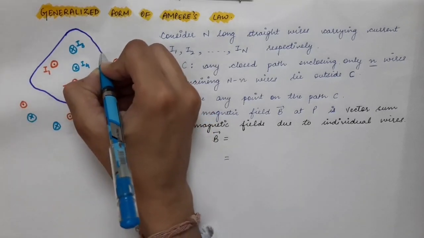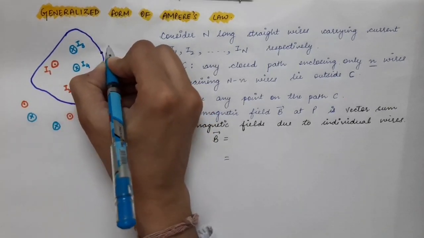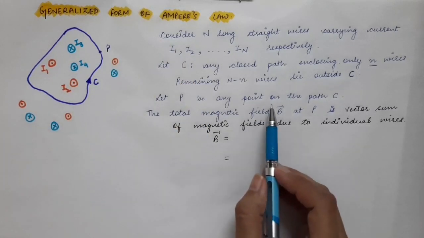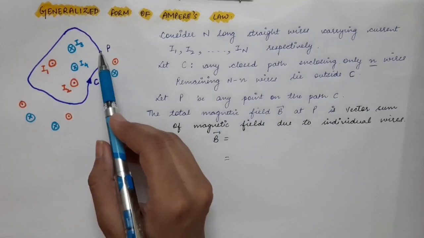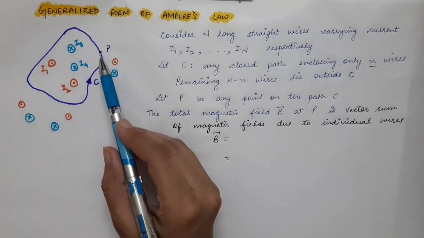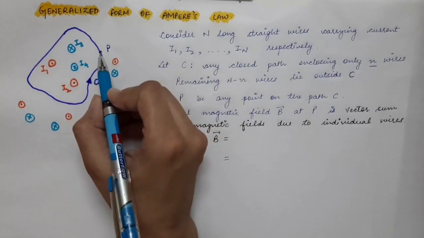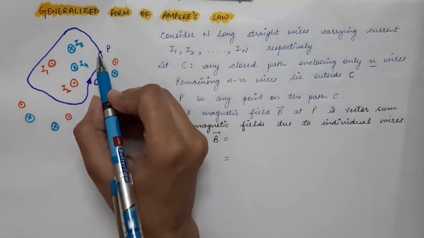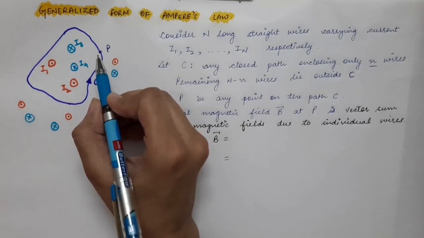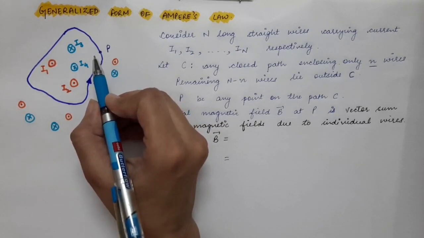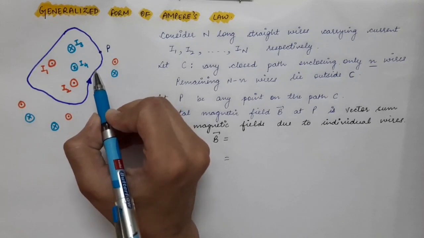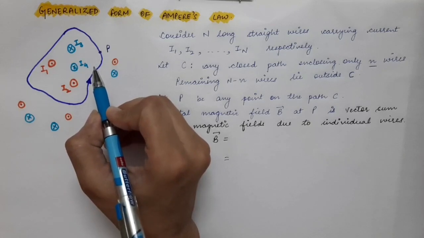Now let's suppose an observation point P over here. Let P be any observation point on the path C. On this path you can take any observation point. Now what will be the total magnetic field at this point P? As we know, due to the current there is a magnetic field. We have already seen that due to an infinite current carrying wire, the magnetic field is given by mu naught I divided by 2 pi r, and its direction is given by the right hand palm rule.